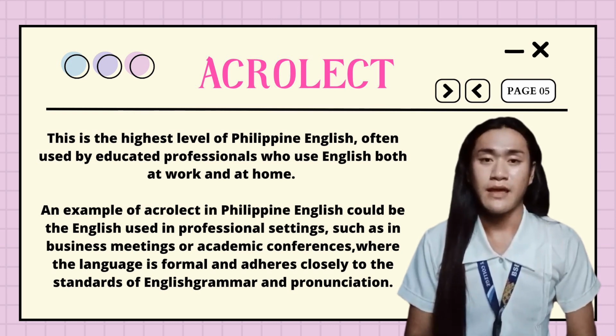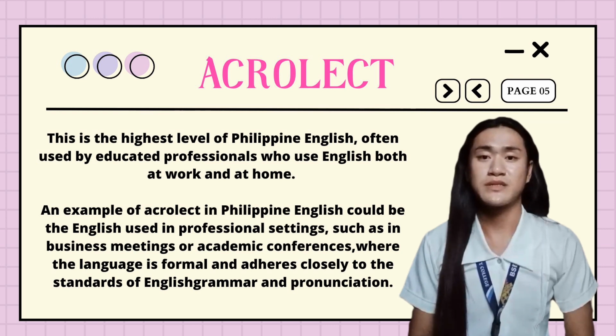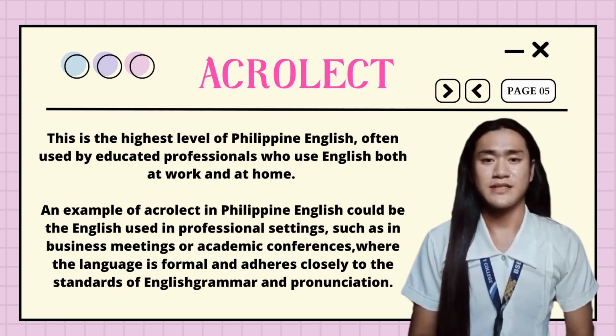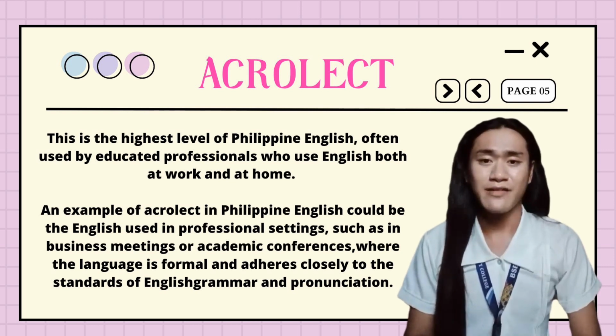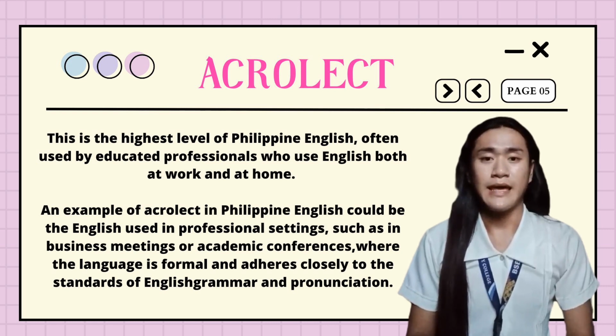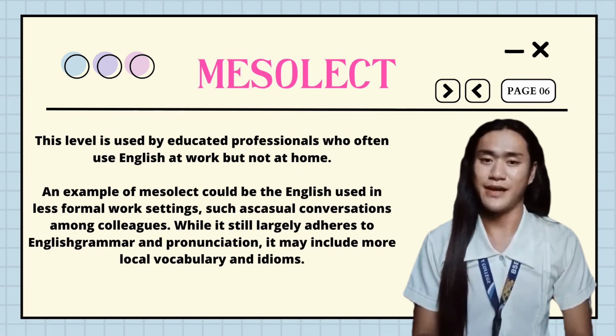So, meaning, Arabic in social linguistics, the term Arabic refers to the most prestigious dialect or variety of a language spoken in a region. In the context of Filipino English, Arabic is the variety that most closely resembles standard American English. It is typically used by highly educated Filipinos in formal settings such as business, academia, and media.